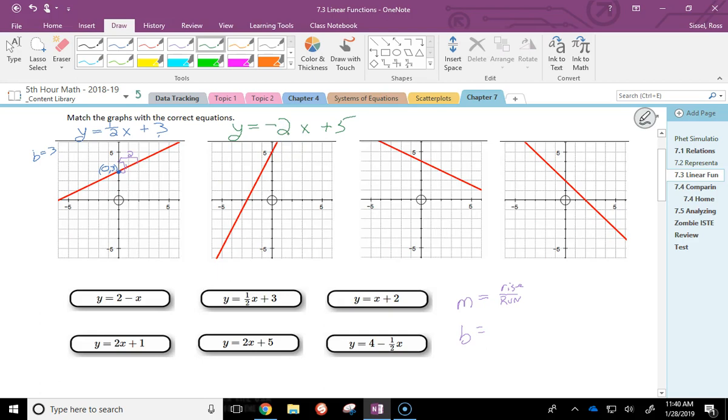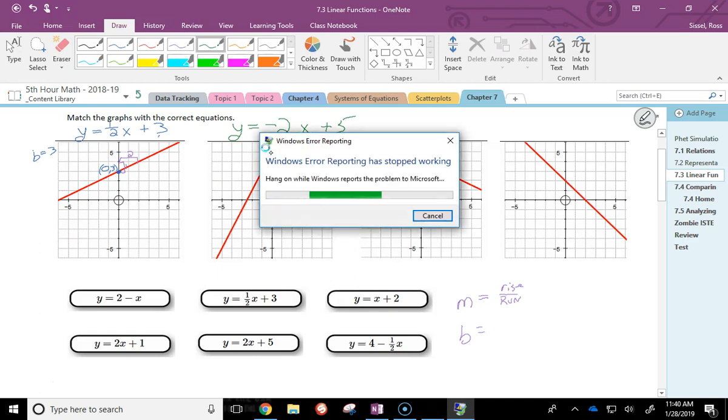Now, in this one, we can still see our y-intercepts at 5. But then remember to do slope.